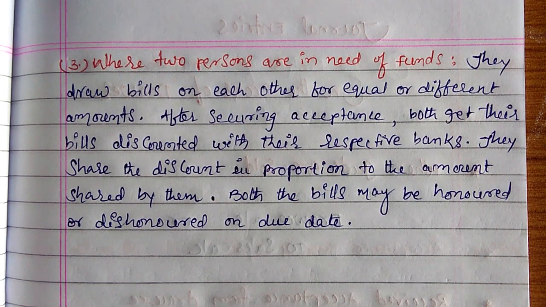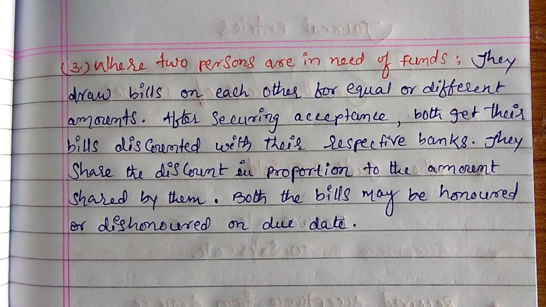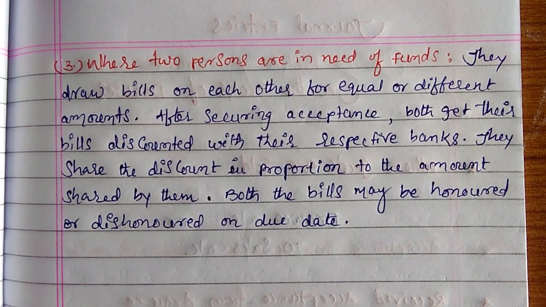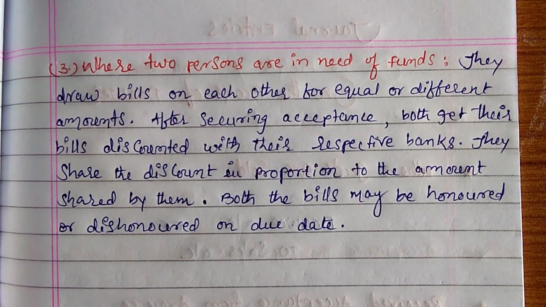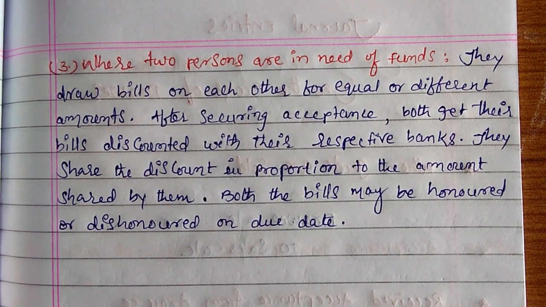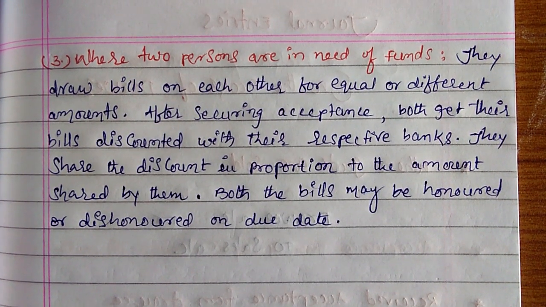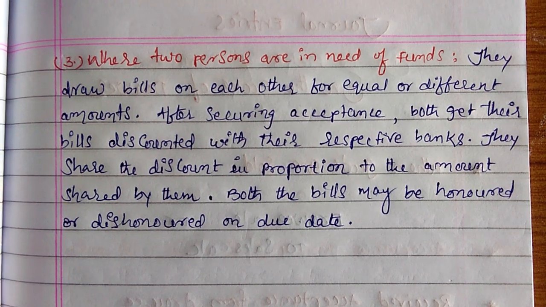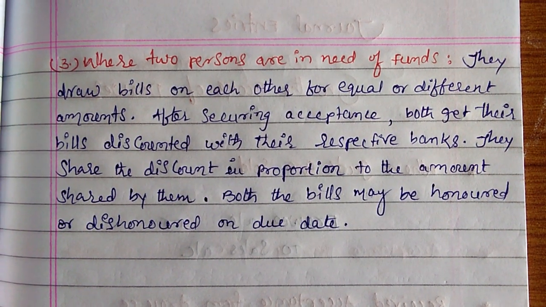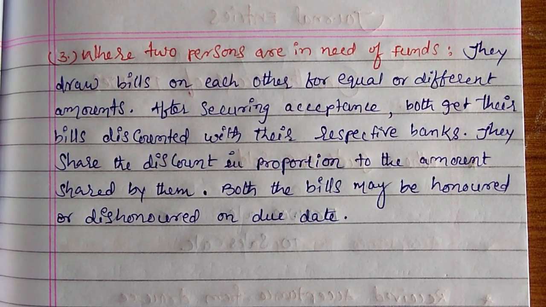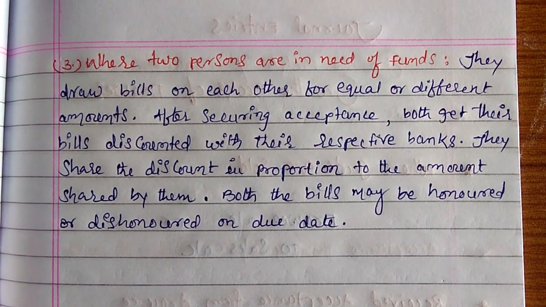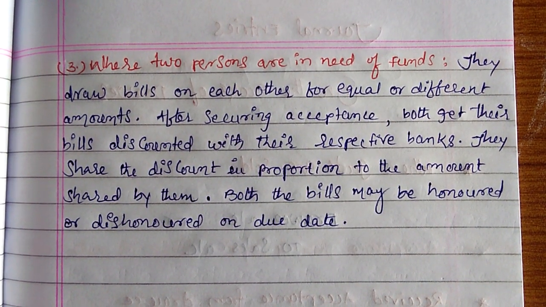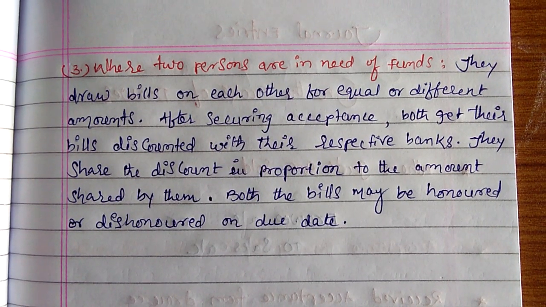In the accommodation of bills, finally, the third one is where two persons are in need of funds. They draw bills on each other for equal or different amounts. After securing acceptance, both get their bills discounted with their respective banks. They share the discount in proportion to the amount shared by them. Both the bills may be honored or dishonored on the due date.